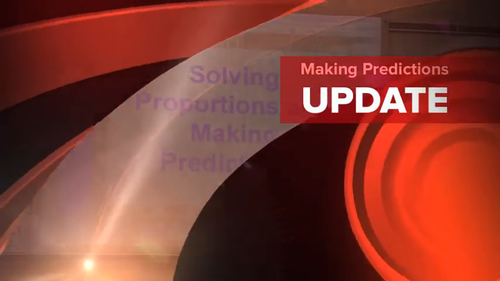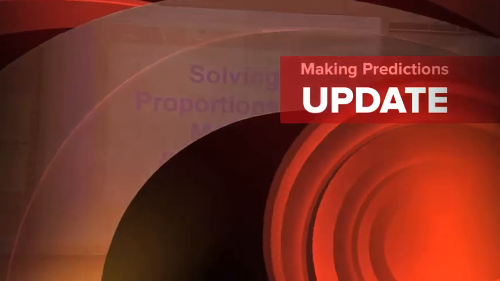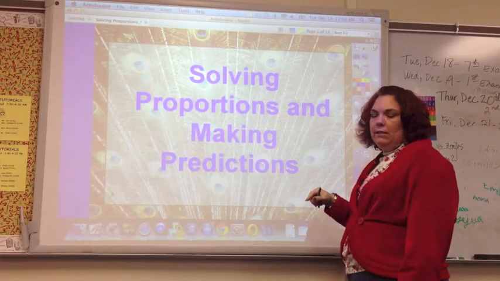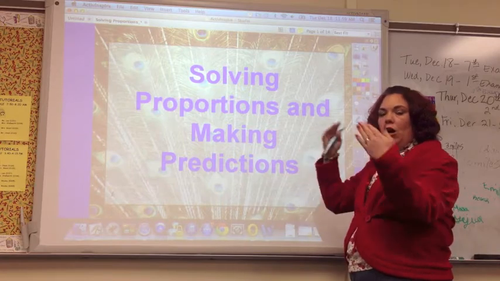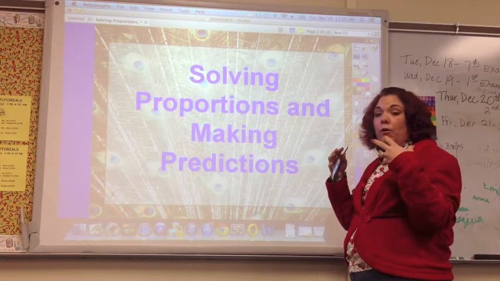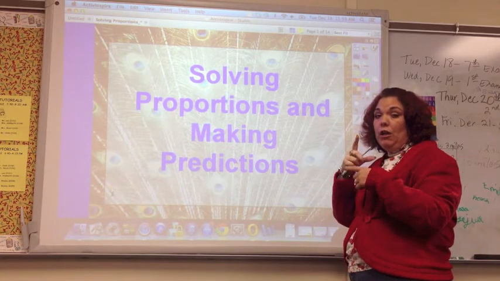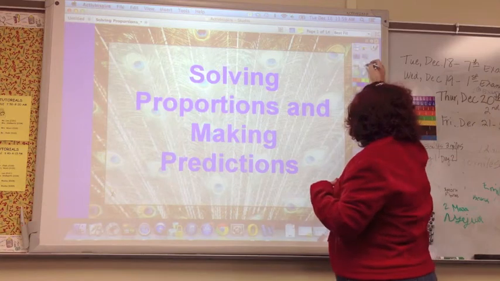So today we're going to be solving proportions and making predictions. So solving the proportions, before we looked at are two ratios proportionate if they're equivalent. Now we're going to have three pieces of information. We're going to be looking for the fourth piece of information by making them equivalent.